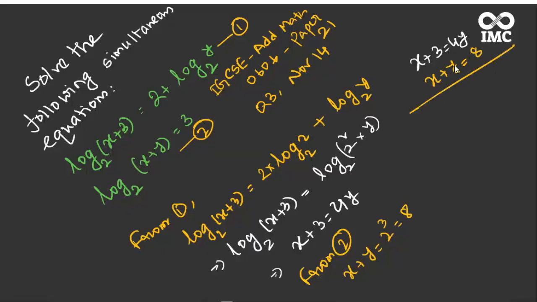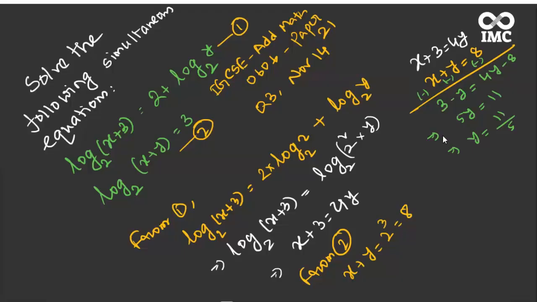Now, by using the idea of elimination, we can easily solve this one. If we subtract this equation from the upper one, we can write x minus x is 0, 3 minus y equal to 4y minus 8. We'll just subtract, okay? Very simple one. So 4y plus y will be 5y and 3 plus 8 will be 11. Then y will be 11 divided by 5.